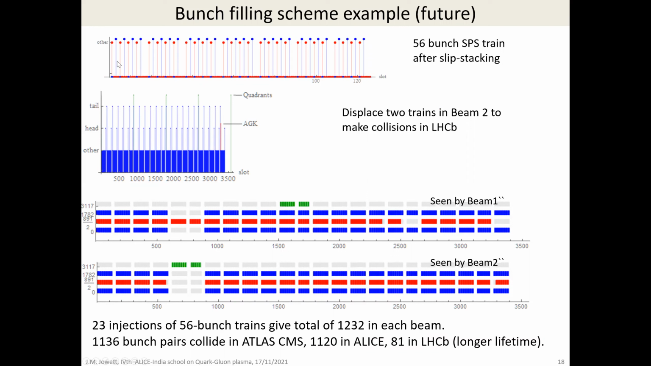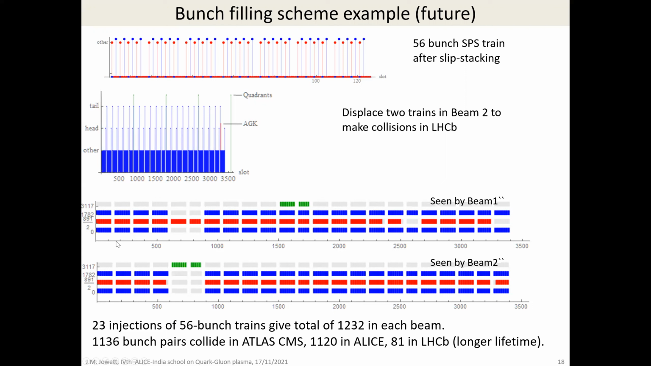This is what a train looks like zoomed in, one SPS train. This is for the future with the slip stacking, which inserts 2 trains, one on top of the other. Again, see the talk in Alice Week. This is the complete structure in the LHC, and this is what you see in the 4 experiments. The red one is Alice.